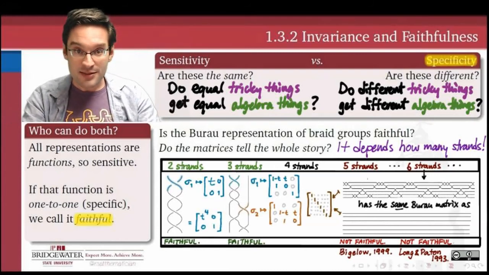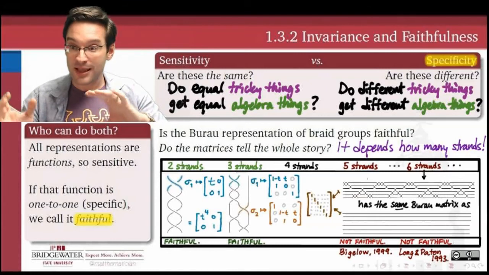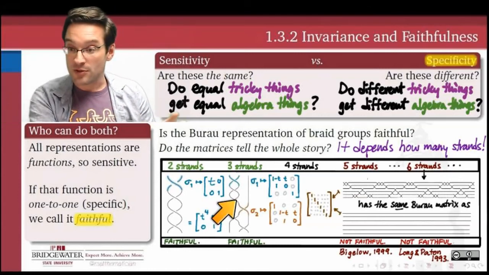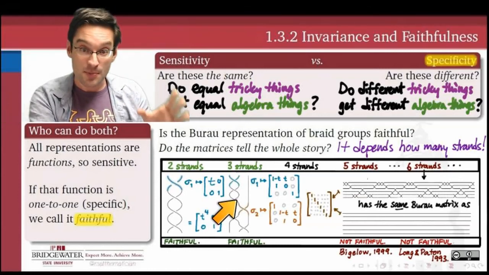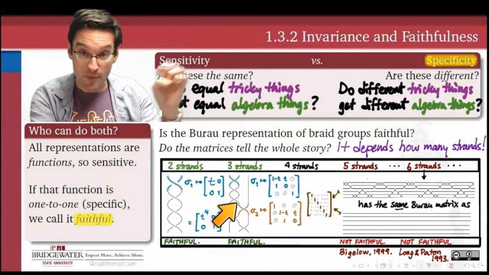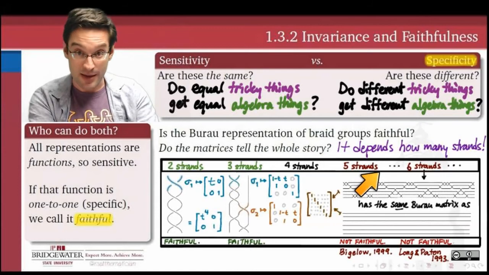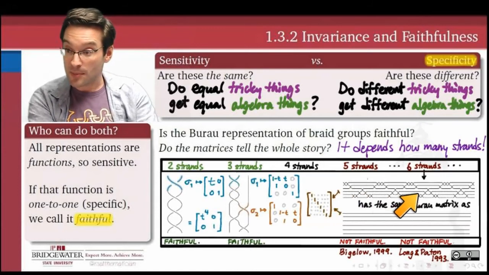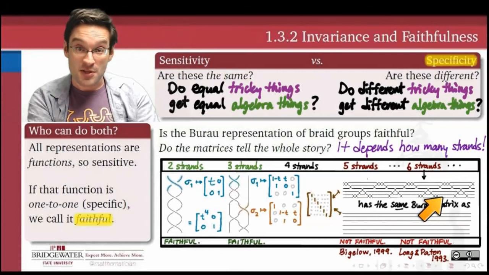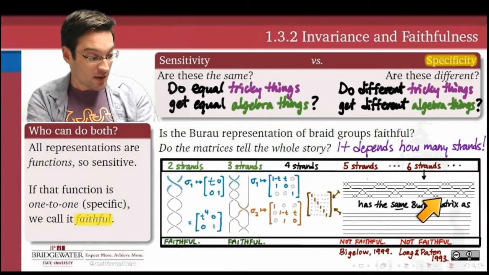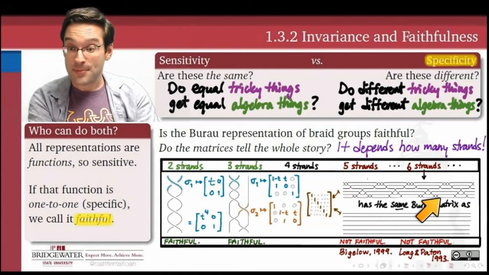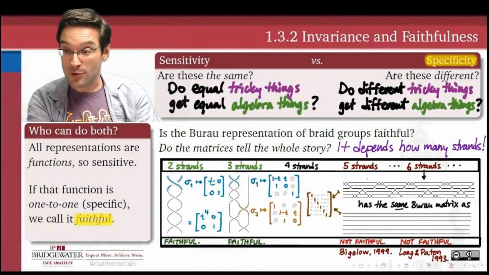So something gets lost. We gain so much complexity somehow in the braid groups between 2 and 3 strands on the one hand, which are simple and their Burau representations are faithful. The matrices tell the whole story. But by the time we get to even 5 and 6 strands, there's so much possible complexity in my braids that the Burau representation, the Burau matrices, are no longer rich enough to capture all the algebra going on inside those braid groups.